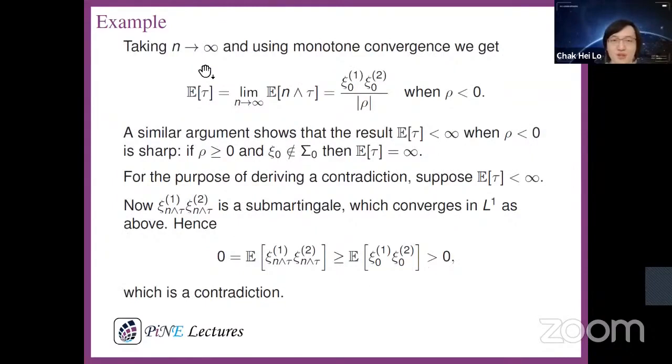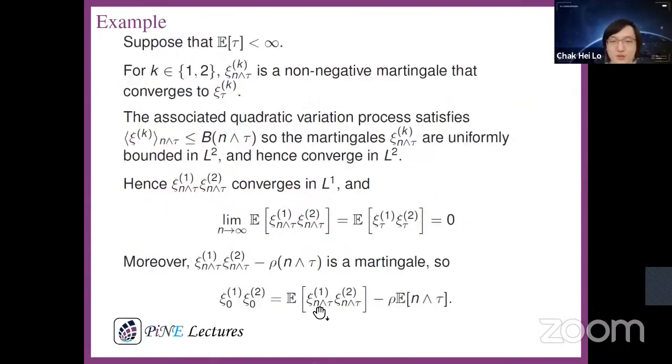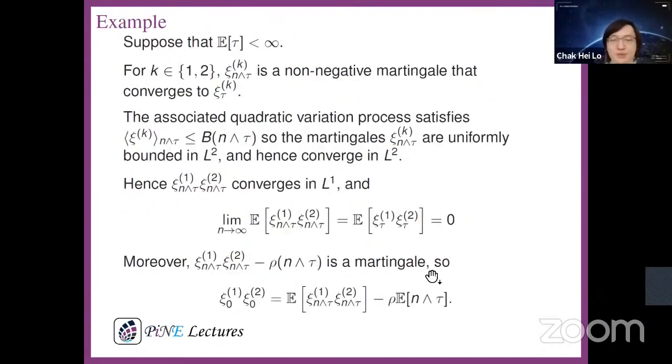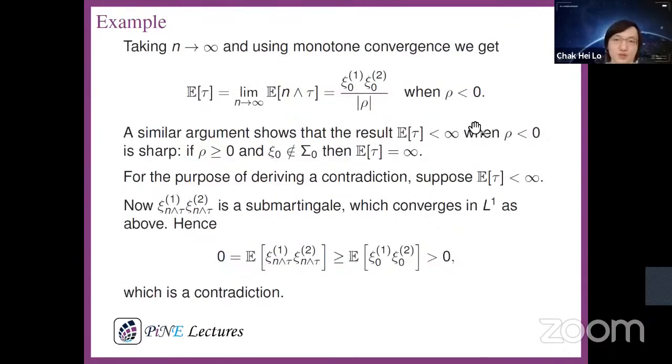Okay, so now we need to take n goes to infinity to get rid of this wedge thing so that we get psi tau at the end. That's what we want to have. So we get expectation of tau is just the limit of this, which is just this quantity, by putting the rho on the other side and using monotone convergence. Okay, and this is only correct when rho is negative, because we assume that this is finite. Essentially we get explicitly what this is, because these are all the numbers that we know from the setup, and we know this is the expectation of the stopping time.